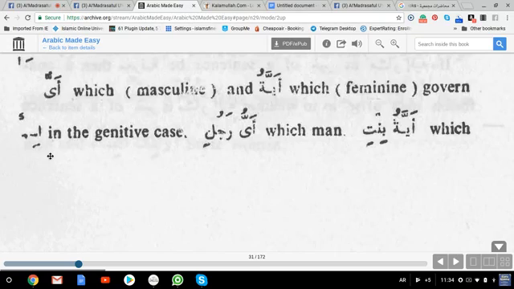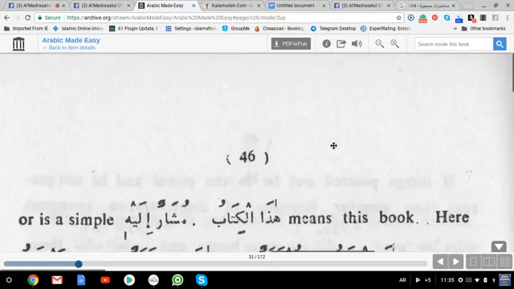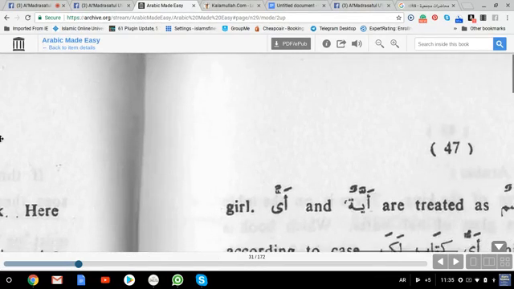He says that if the noun is genitive, ayyu rajulin, which man, ayyu bintin, yes, all right, and this is important to know. Ayyu rajulan, I could make the noun after it kasra or fatha. Ayyu rajulin means which man. If I say ayyu rajulan, it means how marvelous the man is, right? It has two different meanings. But I don't want to get into that today because he doesn't give good examples.